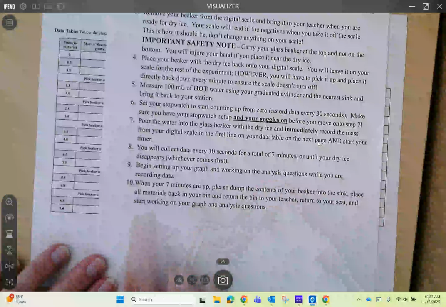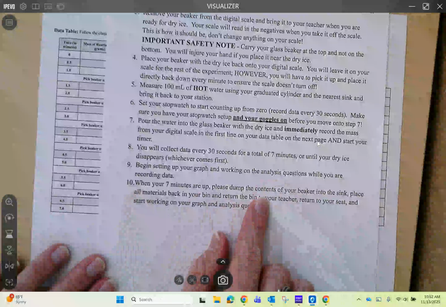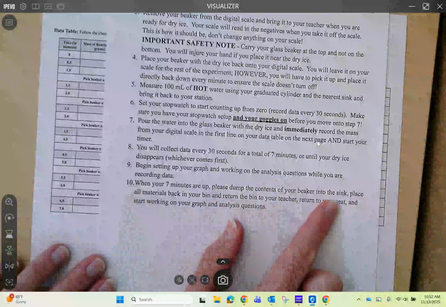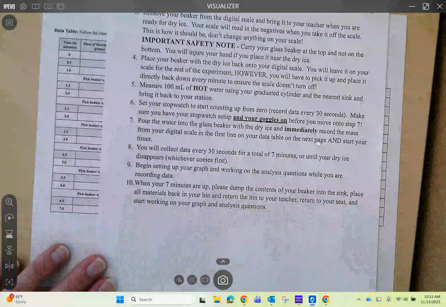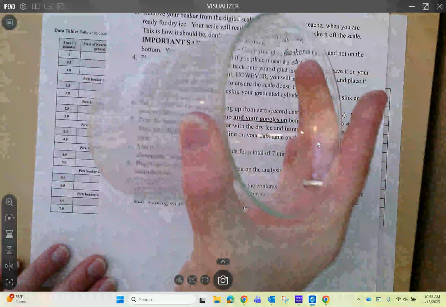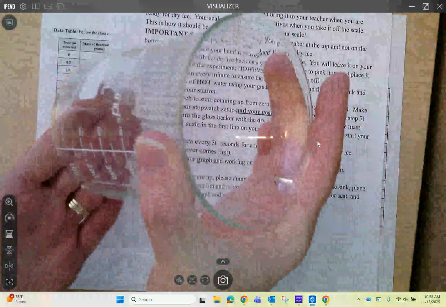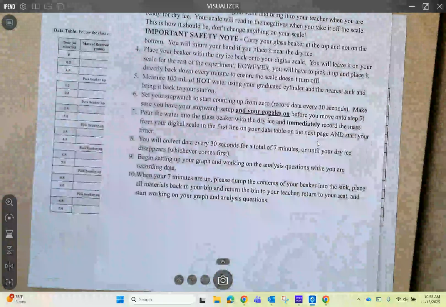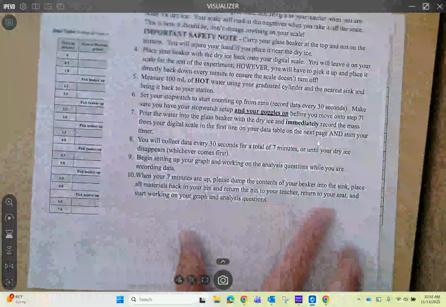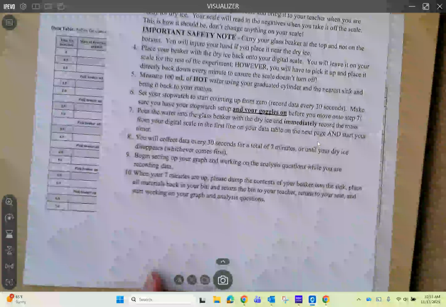Then when your 7 minutes are up, you are just dumping the contents of your beaker down the sink. This is a really easy lab cleanup for you. Again, please make sure you are continuing to carry that beaker from up at the top rim. You do not have your hand in contact with where that dry ice is directly in contact with the glass. Return that bin to your teacher, return to your seat, and continue working on your graph and analysis questions.